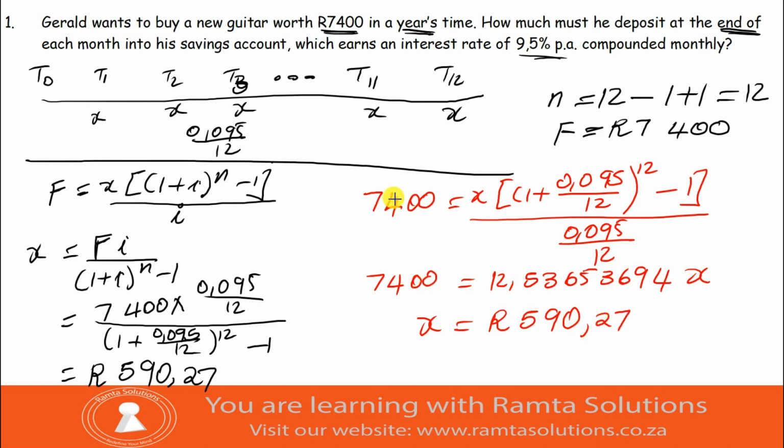So this is how much Gerald must deposit at the end of each month into this savings account. Going forward, I will be using this formula instead of this. Whichever you prefer, I'm okay with it. Remember, guys, the aim is for you to get your marks, as long as you understand what you're doing. Perfect.